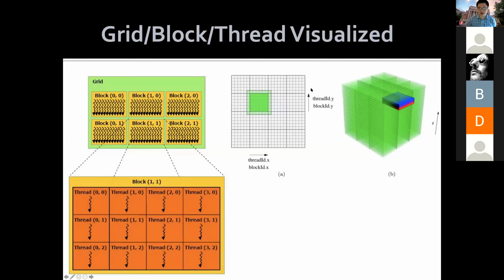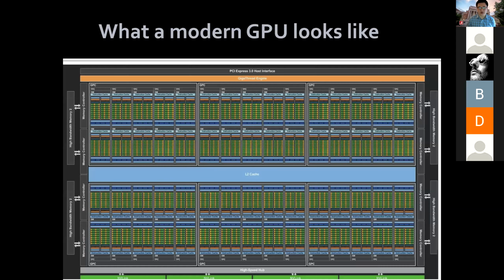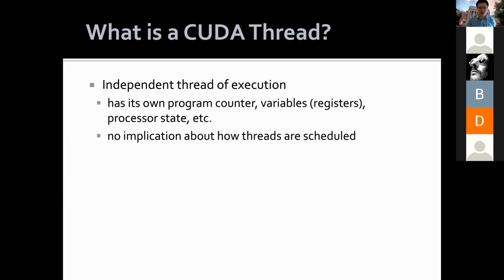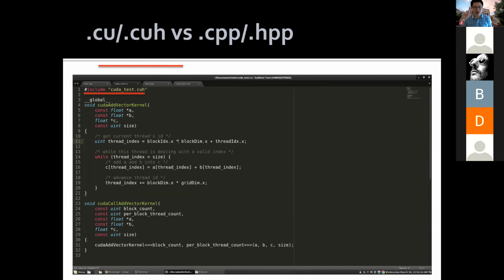As I mentioned, the thread ID has two dimensions, dimension X and dimension Y. When you want to calculate the thread ID for one dimension, if you look at the previous code, the thread index is equal to blockIdx.x times blockDim.x plus threadIdx.x. This is just 1D. This is the block ID, this is how many blocks, and then plus the thread ID.